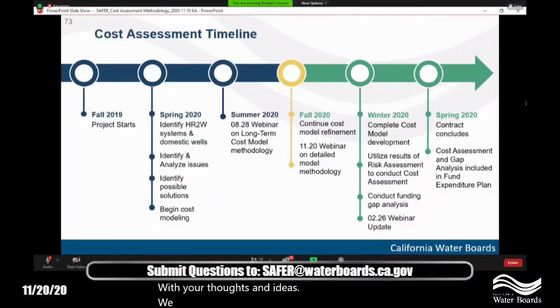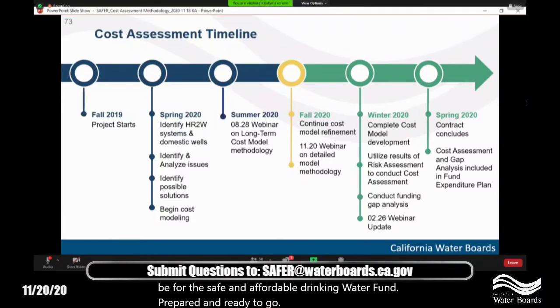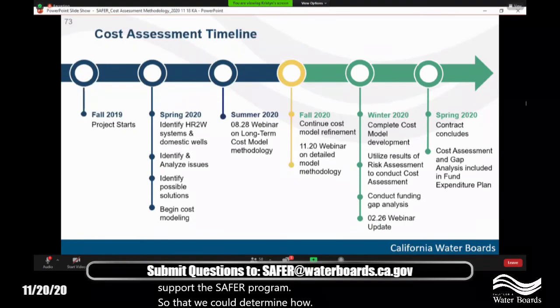We are hoping to complete the development of the cost model early next year and present some of the findings and the high-level analysis with the public at that time. But our goal is to make sure that we have our final cost assessment numbers, our estimates of what the demand might be for the Safe and Affordable Drinking Water Fund, prepared and ready to go for the next fund expenditure plan. I do want to emphasize too that we will be doing a gap analysis. So we'll figure out what the demand might look like using our cost model, and then look at what funding sources are available to support the SAFER program so that we could determine how large that gap might be, supply and demand.